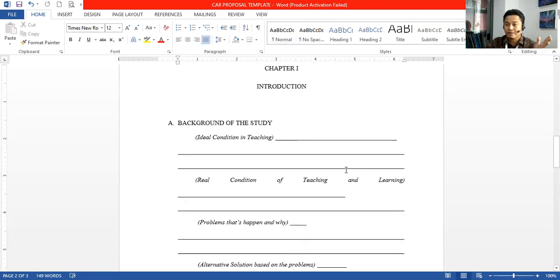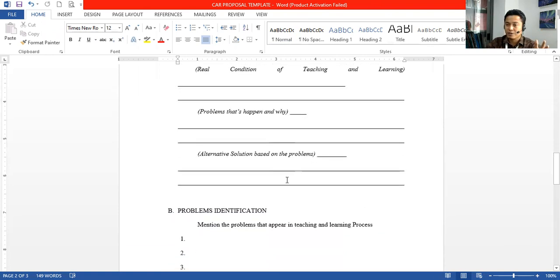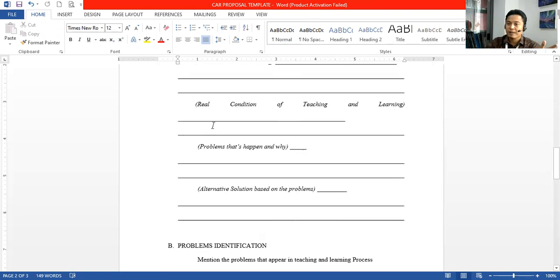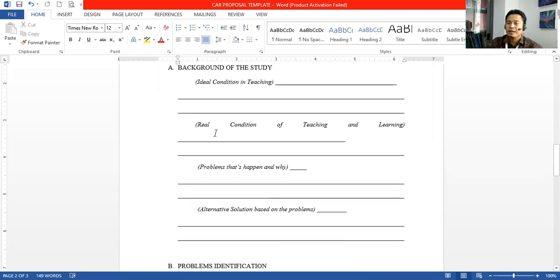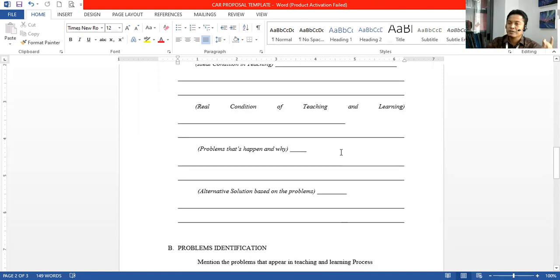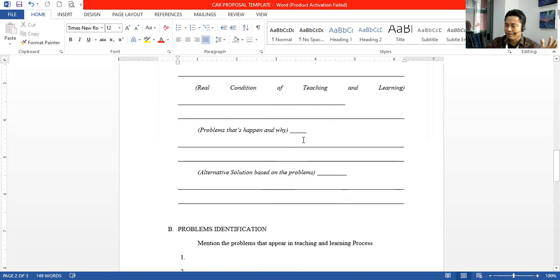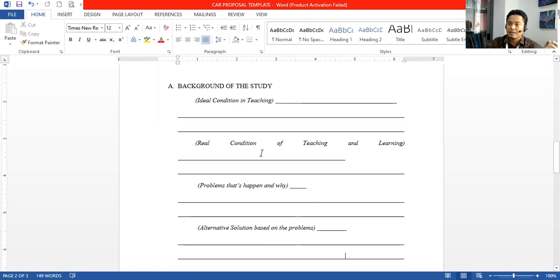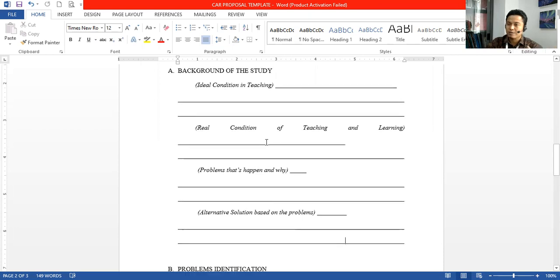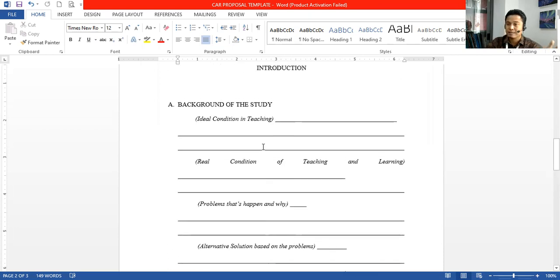That will be the first point, the background of the study. You're going to create, for example, the first part for the ideal condition of teaching, which could be 1 page. And then the actual condition of teaching and learning, which could be 1 page, and then the problems that happen and why, you can also put in 1 page. And the last one, about the alternative solution, you can also put in 1 page. So in total, your background of the study consists of a minimum of 4 pages.